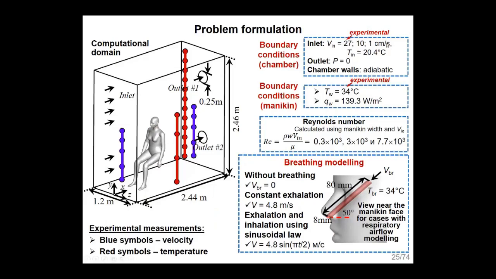So we performed our own simulation for a very small velocity, 1 centimeter per second. That was the thermal mannequin under free convection conditions, when, for example, we suddenly switch off the ventilation almost completely, and we have very, very poor ventilation conditions. As for the breathing modeling, we tested a constant exhalation model, and exhalation and inhalation using a sinusoidal law.